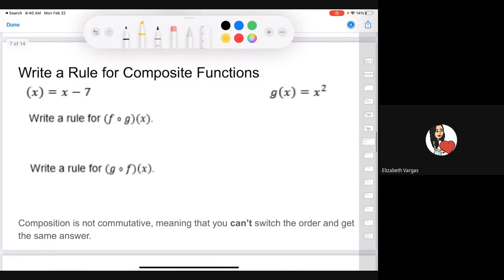So now we're actually going to get into composite of functions, and very similar to what we saw in function operations.